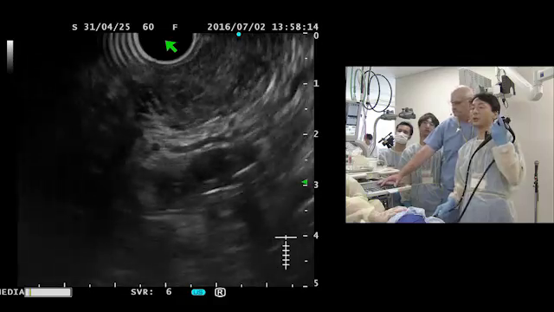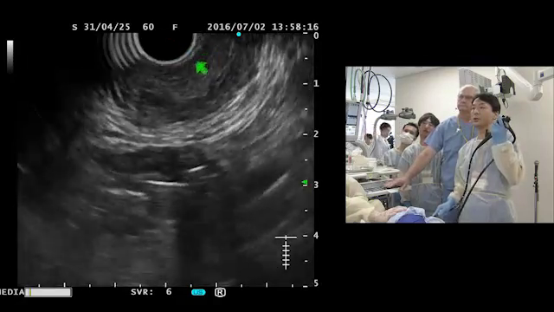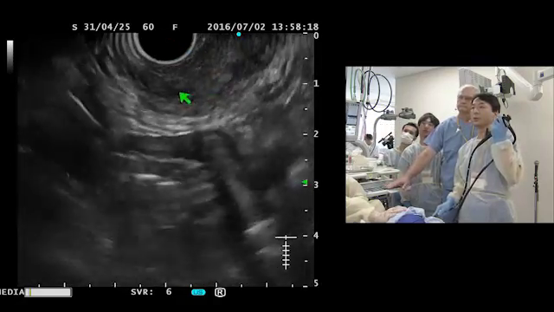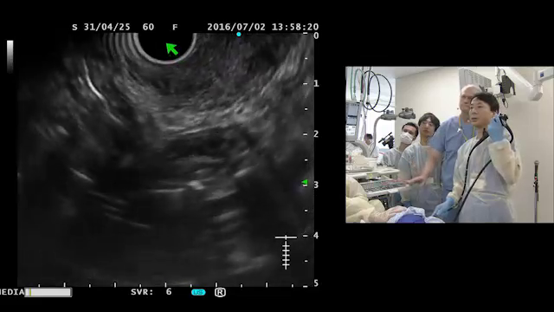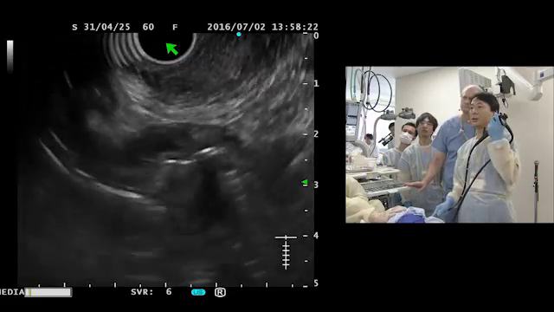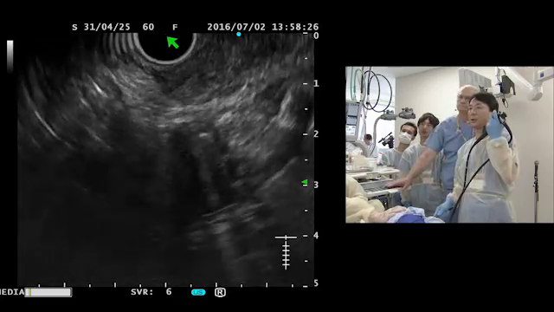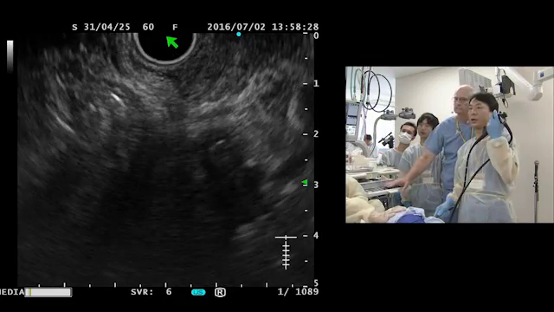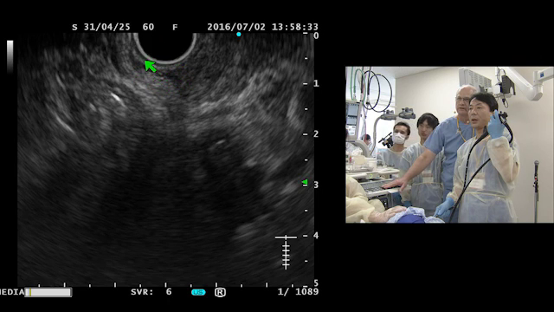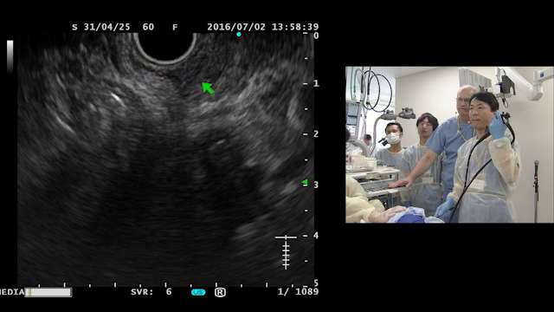Now you can see the US image here, and it is from the fourth layer. I mean the muscle layer here. This is the submucosa going over it, and then this is the muscle layer here. So it is an expansion of the muscle layer.